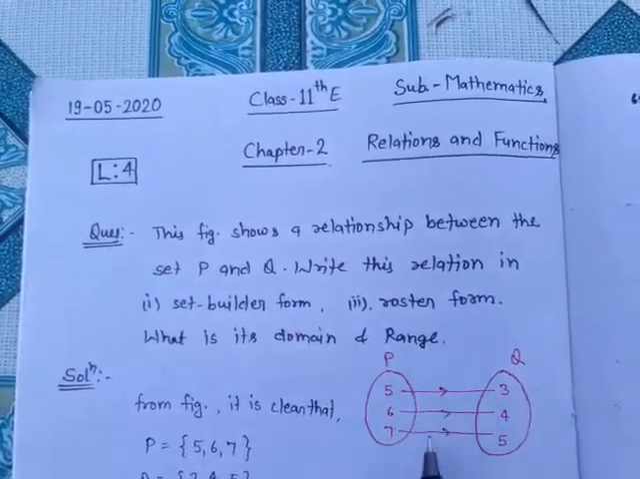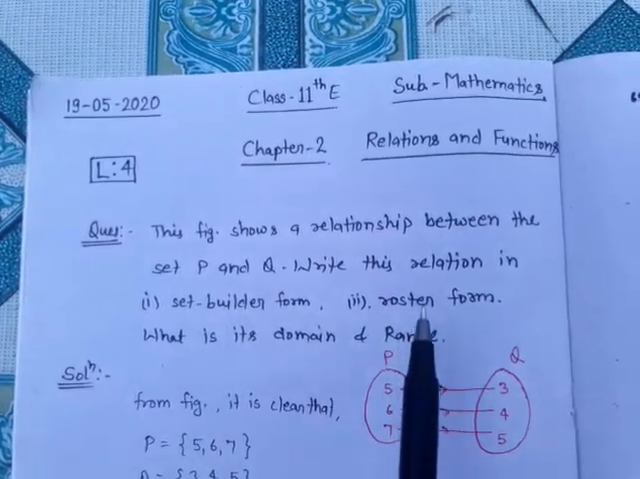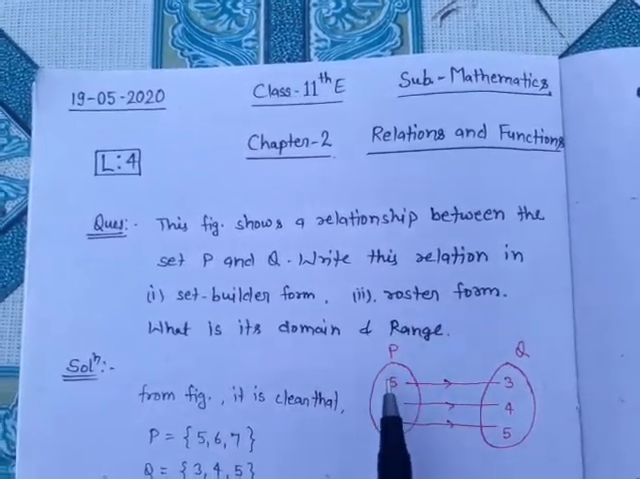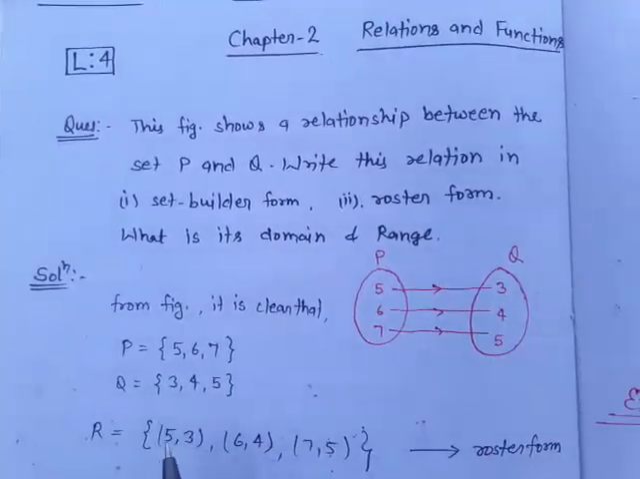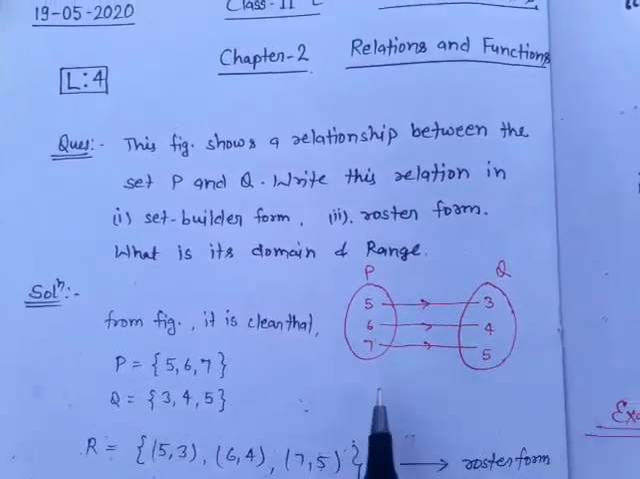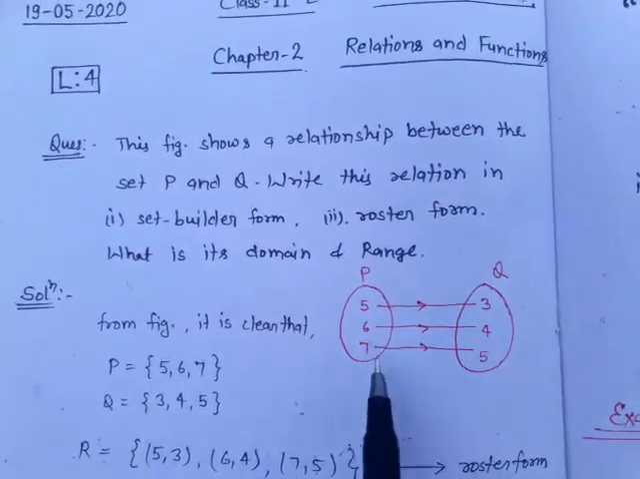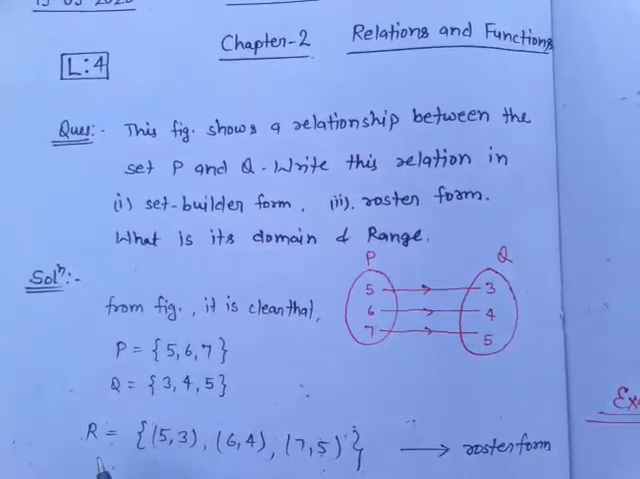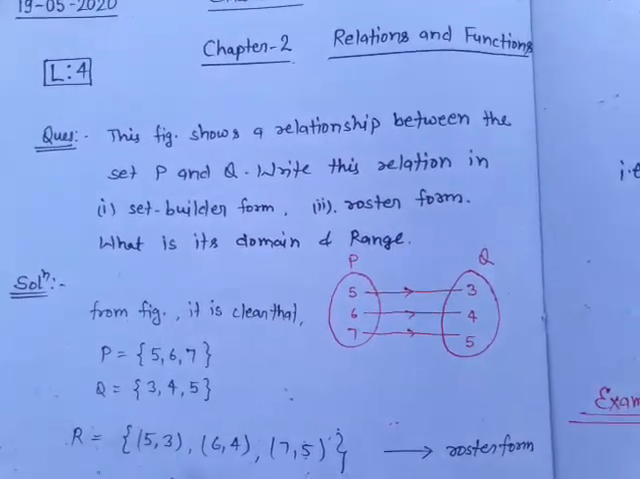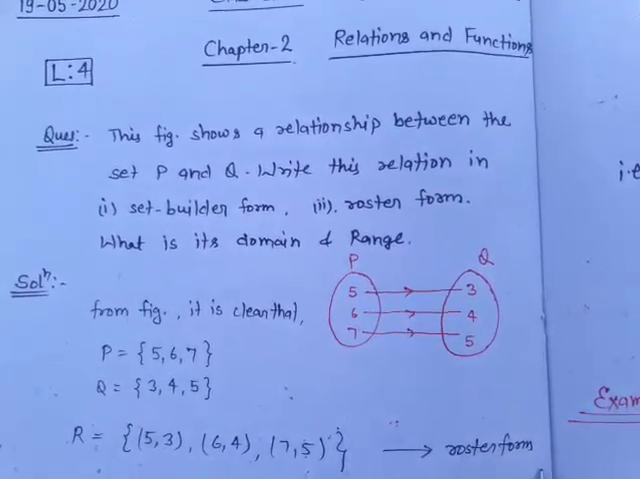And this will be written in set builder form and roster form. First we write roster form. 5 goes to 3, so the relation has (5, 3). 6 goes to 4, so (6, 4). And 7 goes to 5, (7, 5). There are 3 elements in the relation, so this is written in roster form.